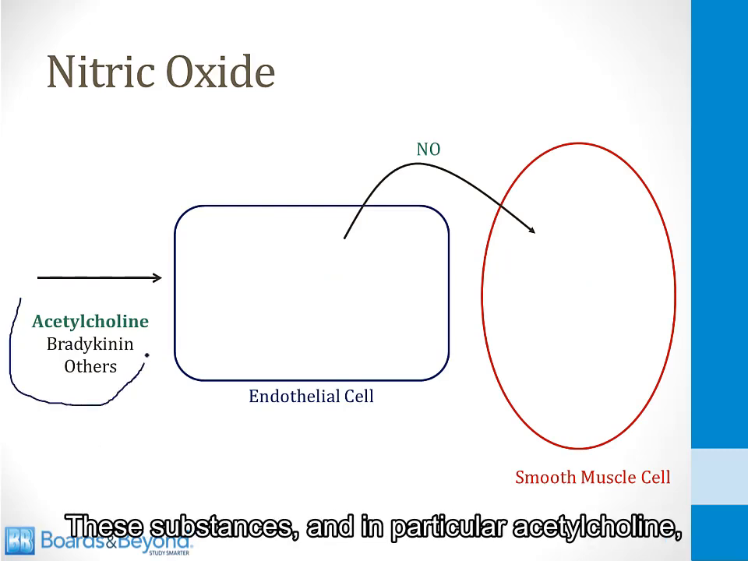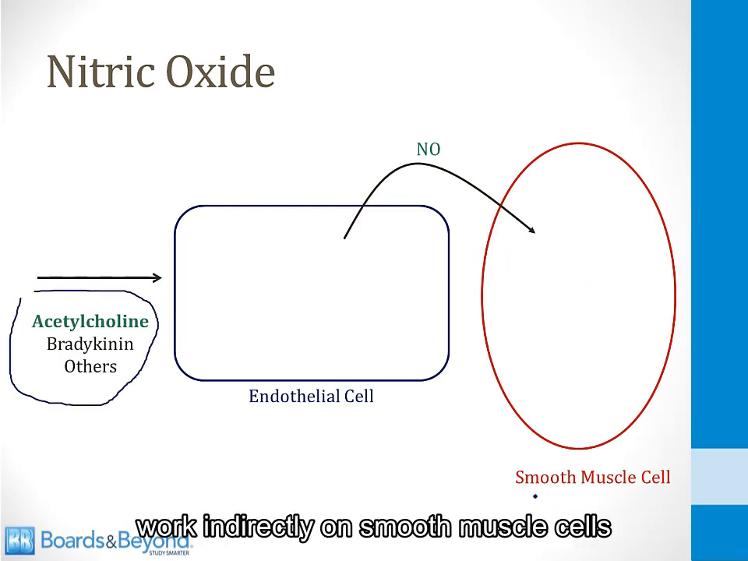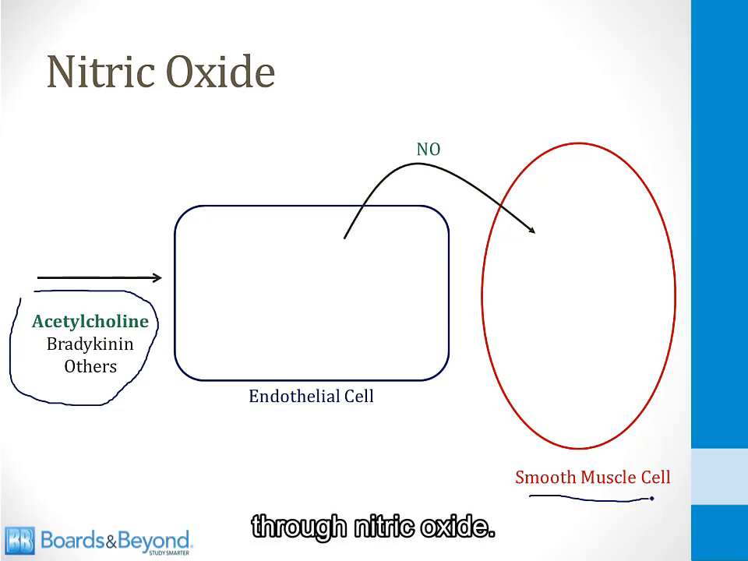These substances, and in particular acetylcholine, work indirectly on smooth muscle cells through nitric oxide.